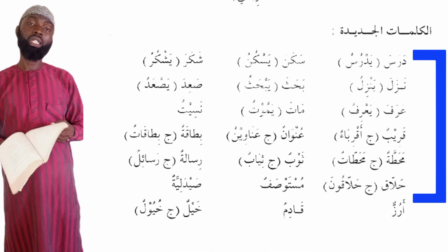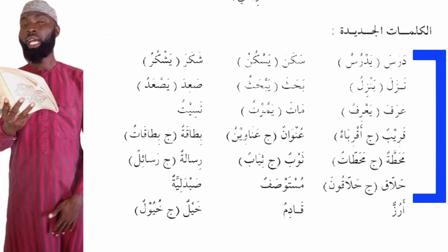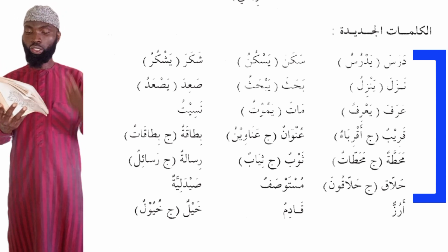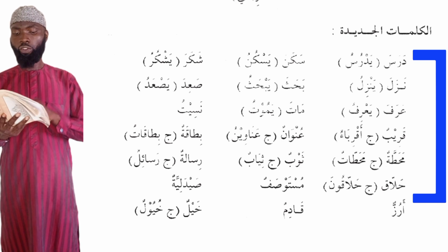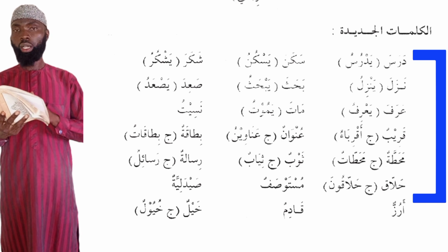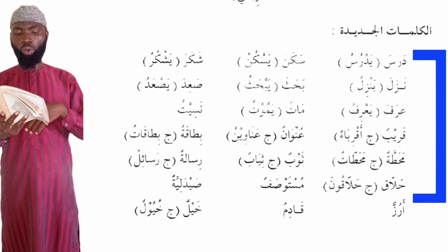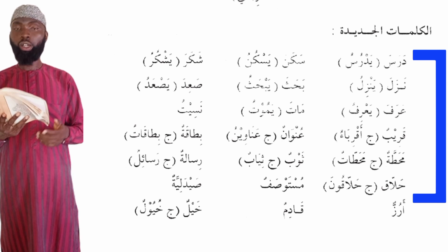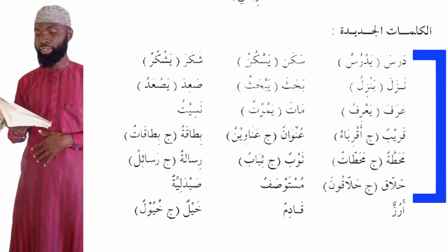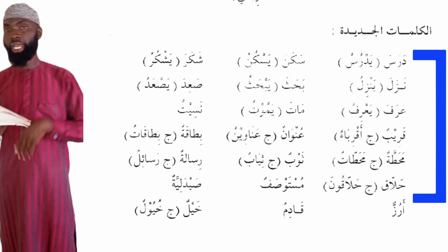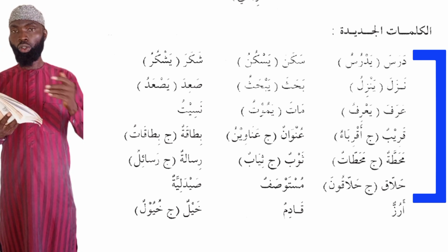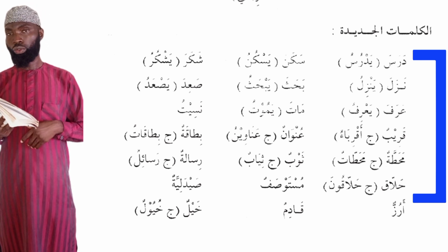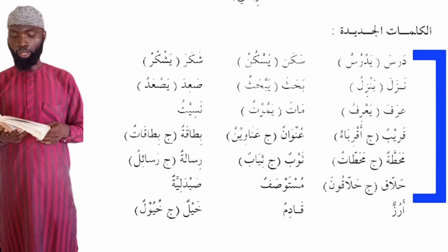So we have al-kalimat al-jadida, new words. The first one says darasa يدرس, سكن يسكن, شكر يشكر, نزل ينزل, بحث يبحث, صعد يصعد, عرف يعرف, مات يموت, نسي, قريب أقرباء, عنوان عناوين, بطاقة بطاقات. So قريب means relative, أقرباء relatives. عنوان, عناوين means address details. بطاقة, بطاقات, tickets. محطة, محطات, that is bus stops.